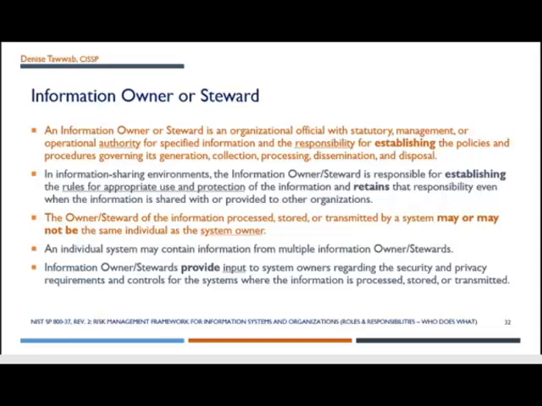The information owner may or may not be the same individual as the system owner. An individual system may contain information that has multiple information owners. Information owners provide input to system owners regarding the security and privacy requirements and the controls for systems where their information is processed, stored, or transmitted.